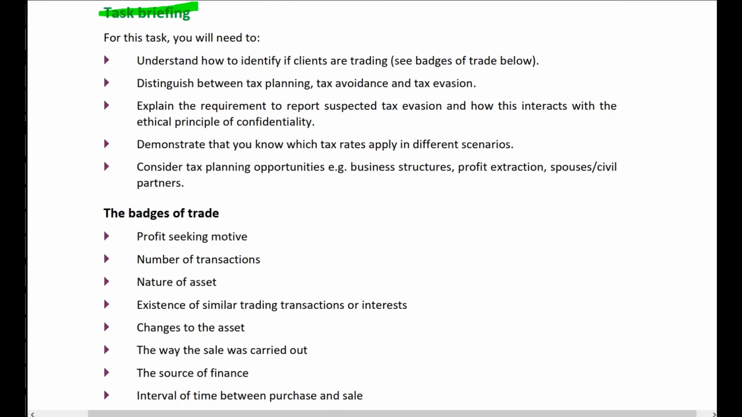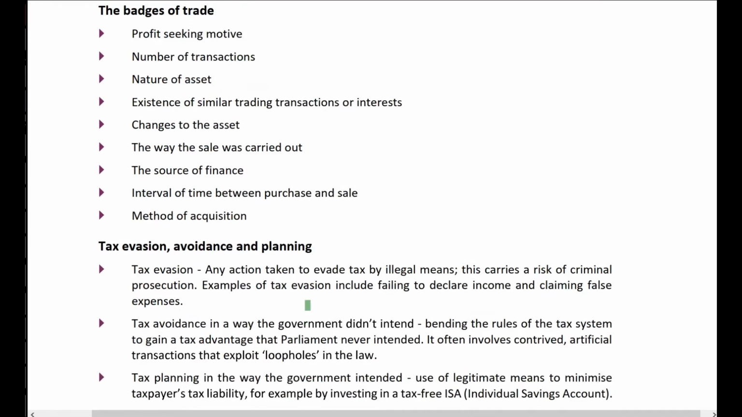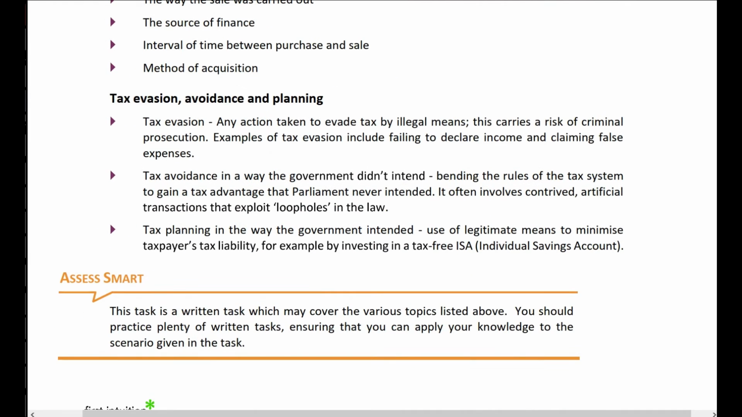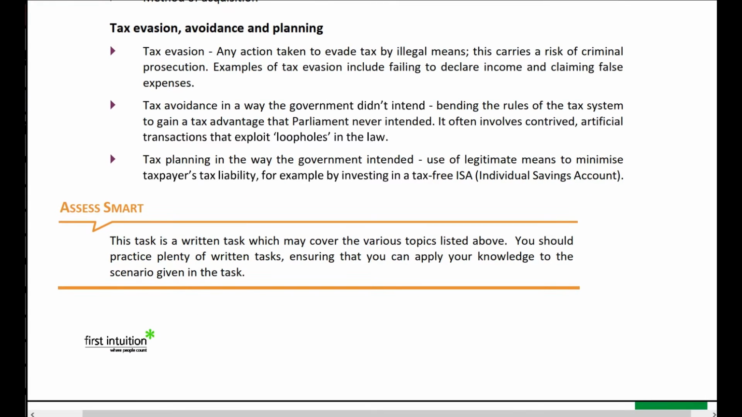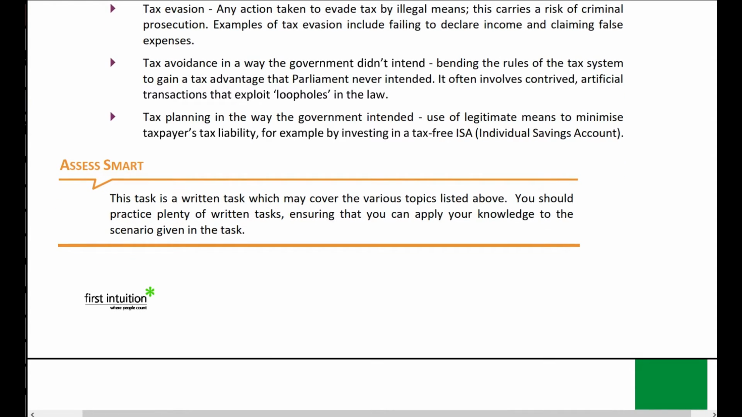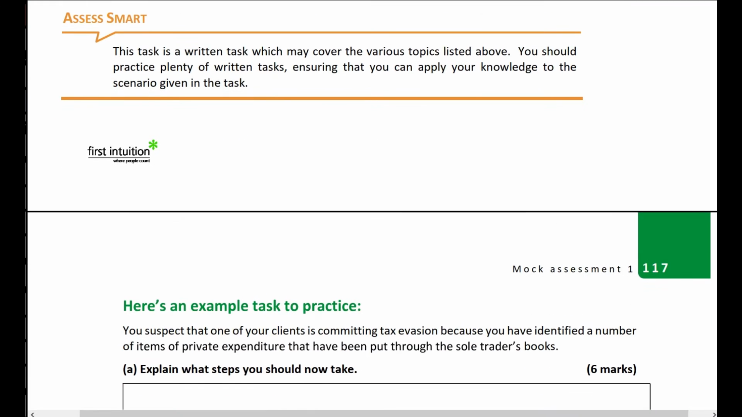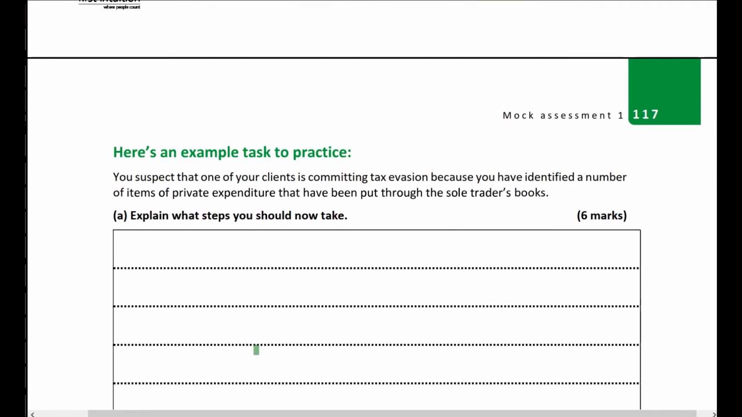So it is just a set of revision notes really, talking about some of the areas that the task may cover. You should practice plenty of written tasks. The examiner talks about this a lot. The only way to get better at a written task is to do more written tasks. So if you do have a tutor, then I would definitely suggest also contacting them to see if they will mark some of your written work for you.